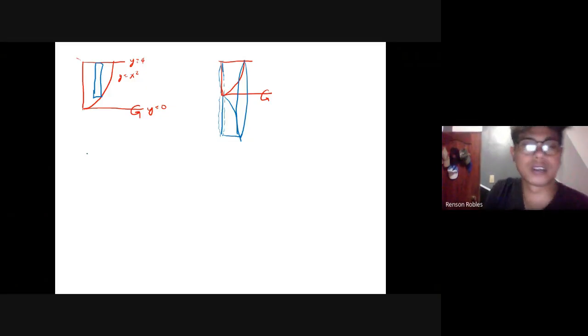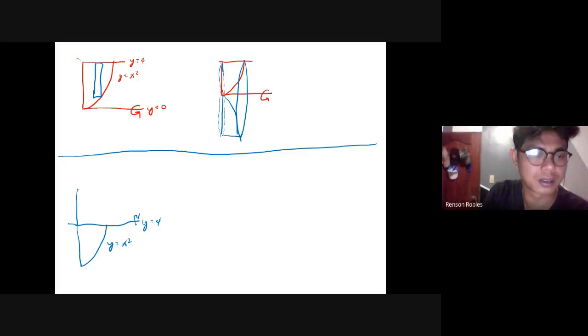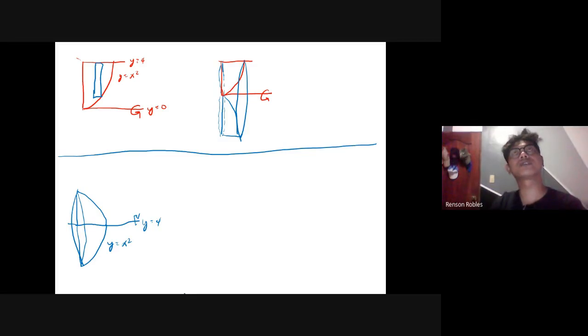Hindi na rin po. Let's modify it again. Say we revolve it over the line y equals 4. This is the line y equals 4, one of the boundaries to be revolved over here. Then this is the y-axis. This is the parabola y equals x squared. And then that is to be revolved over this line. So the image is above, okay? And we generate a paraboloid. So can we still use this method?